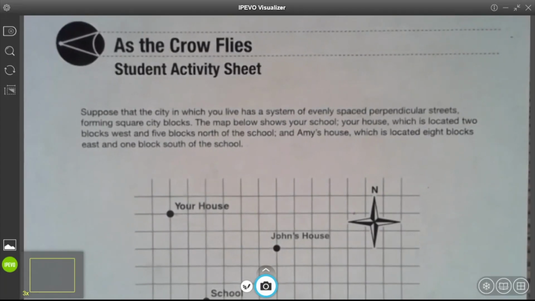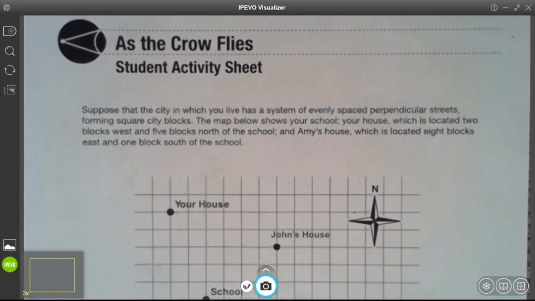Let's begin to talk about the As the Crow Flies activity and the student activity sheet that goes with it. This activity is one that allows students to take a concrete example and the Pythagorean theorem, something they know from middle school, and use that to understand the concept and derive the distance formula with variables.